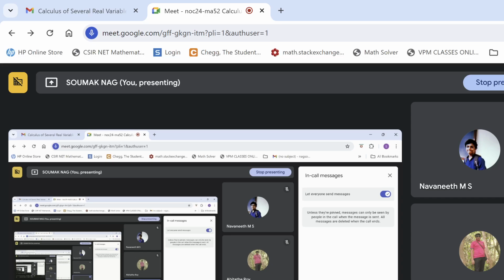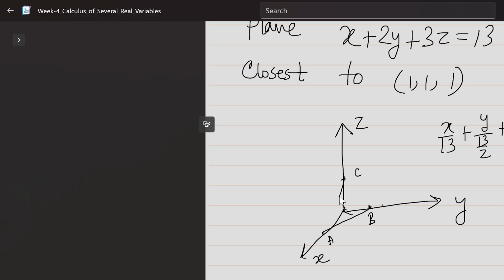It intersects the x axis at 13 comma 0 comma 0. Suppose A at the y axis at 0 comma 13 by 2 comma 0. Suppose here B, and at the z axis at 0 comma 0 comma 13 by 3. So the plane is looking like this.